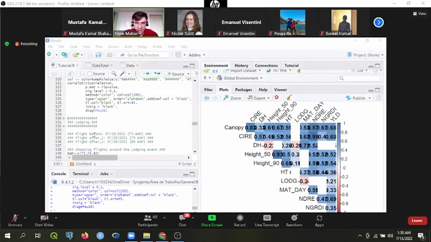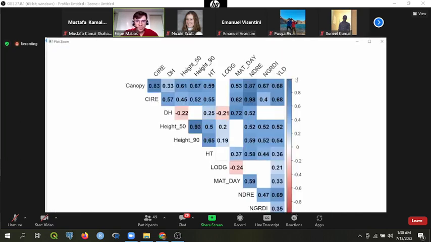The significance is also shown in the correlation matrix. Yes, this is the significance. Blue means positive and red means negative, and the intensity of color also shows how correlated the value is.